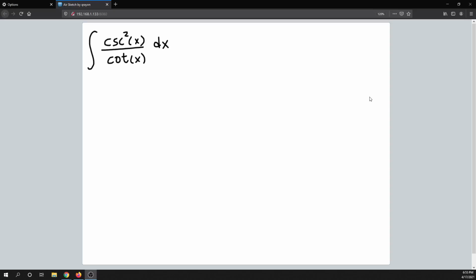All right, in this video, we are going to work through the following indefinite integral: the indefinite integral of cosecant squared of x divided by cotangent of x dx. All right, and so this integral is not a basic one. It's not just a simple derivative fact that we need to do in reverse. It's more complicated than that. And so this one is going to be a substitution problem.